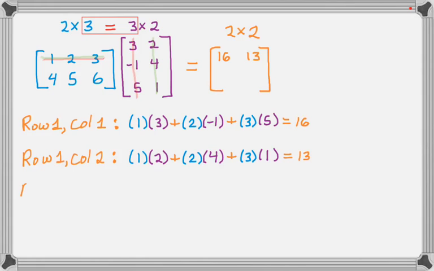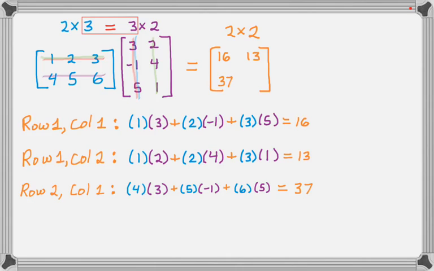So if I want row 2, column 1, that's going to be row 2 of the left matrix and column 1 of the right matrix. And then first times first, plus second times second, plus third times third, equals, work it out, I get 37. Put that in your matrix in row 2, column 1.